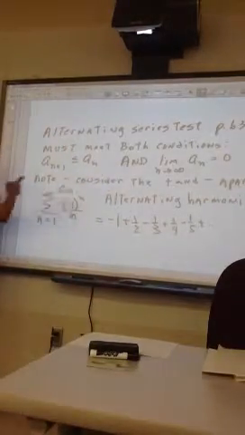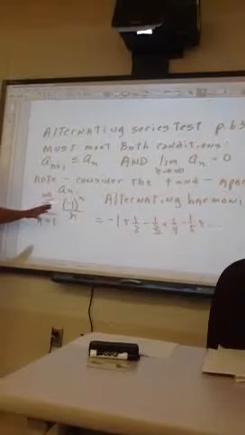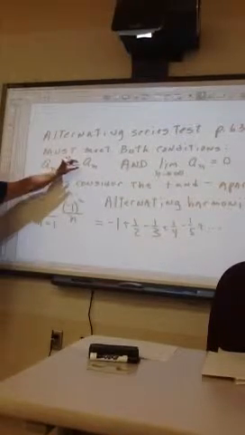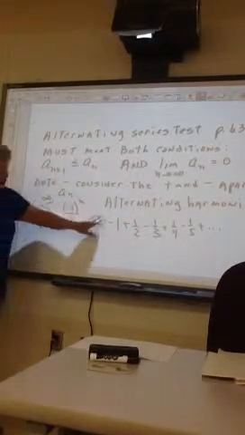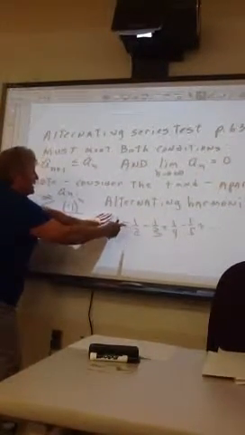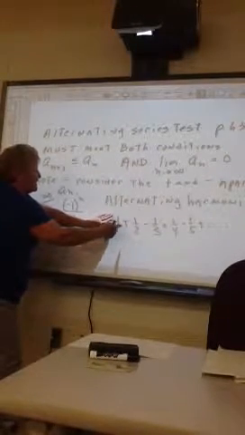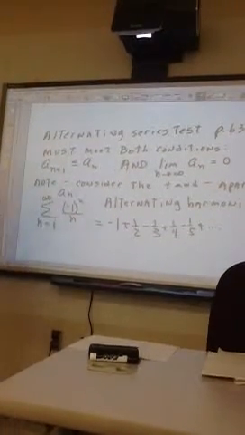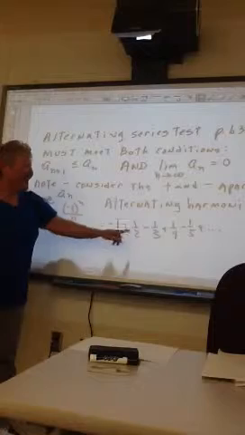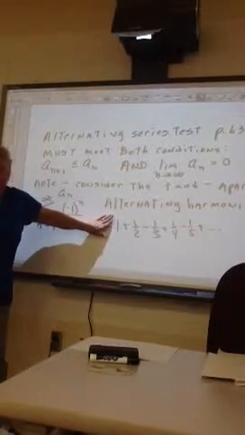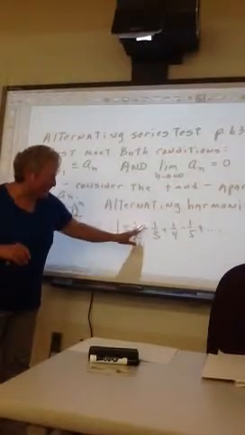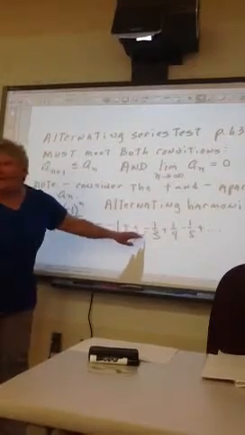So if we take a look at this alternating harmonic, we need to ask, is the n plus first term less than or equal to the nth term? So do it, but ignore the pluses and the minuses. Is a half less than or equal to 1? Because that's n plus 1. A half is less than or equal to 1 when I ignore the minus sign. Is a third less than or equal to a half? Yes, but you can't count the minus sign.